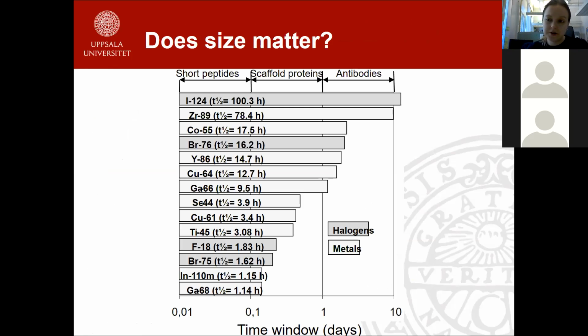And on this slide, you can just see a summary, basically a matching between the half-life of the radioisotope that can match different sizes of targeting molecules. So for short peptides that have the shortest biological half-life in the blood, we can use gallium-68, for example, or fluorine-18. For intermediate size scaffold proteins, like affibodies, which are between 5 kilodalton to 20 kilodalton, and so on.